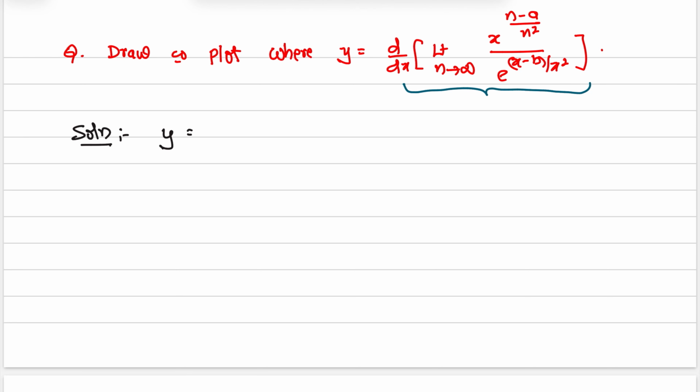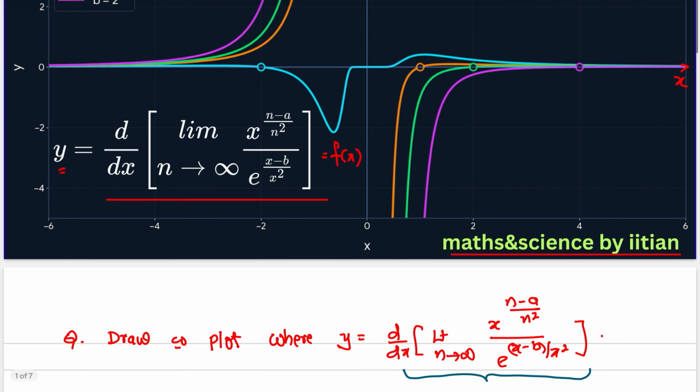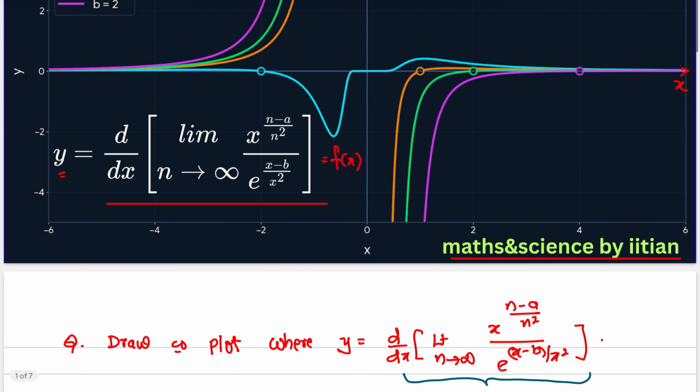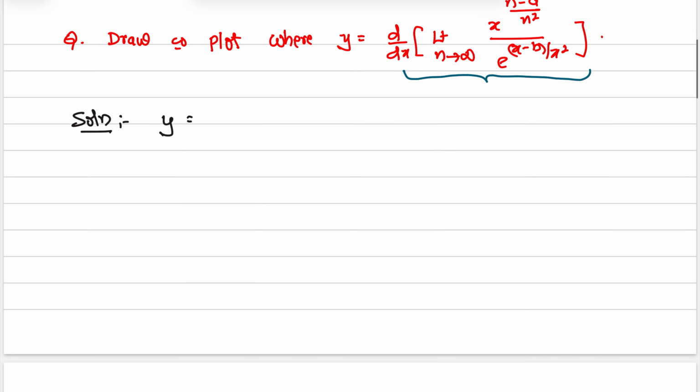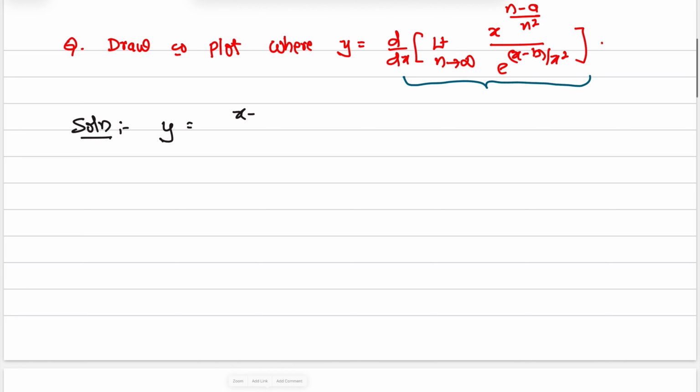y is equal to d by dx of limit n tends to infinity of (x to the power of n minus a by n square) divided by e to the power of (x minus b by x square). This value we have already found out in the last lecture. Please see the last lecture. And this value is nothing but (x minus 2b) by x cube. Y is equal to (x minus 2b) by x cube into e to the power of (b minus x) by x square. This is the value.